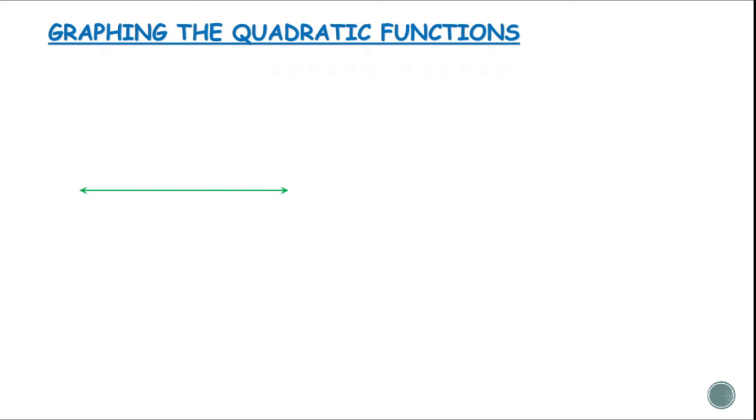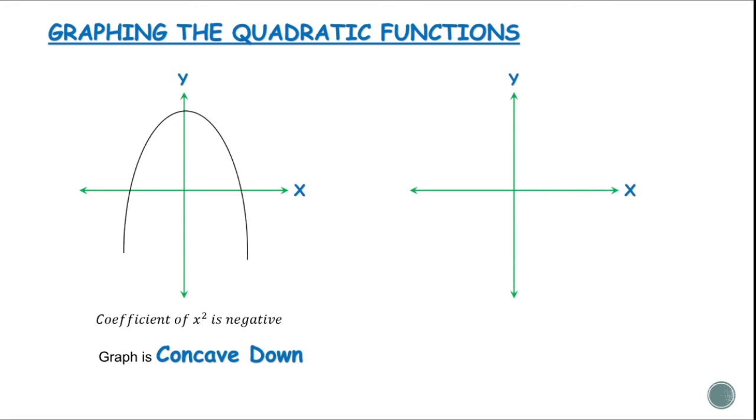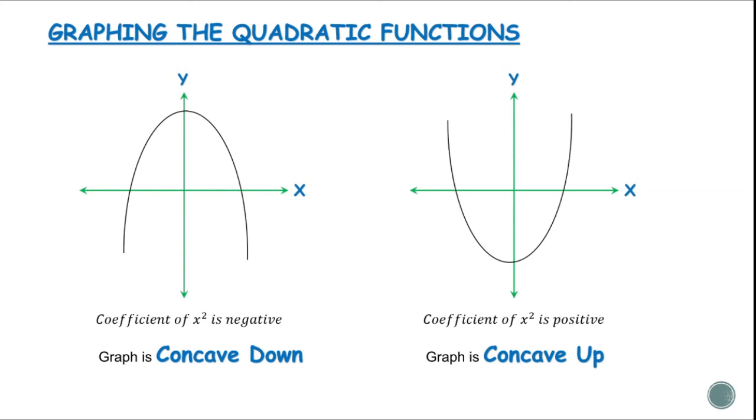Let's check the graphing of the quadratic functions. Mostly you will find that the graph of the quadratic functions forms a parabola. Now the orientation is determined by the coefficient of the x squared. In the case when the x squared is negative, you will find that your graph will be somewhat like this, and this is termed as concave down, the graph orientation. And in the case when the value of x squared is positive, you will find your graph of this kind, and it is termed as concave up.